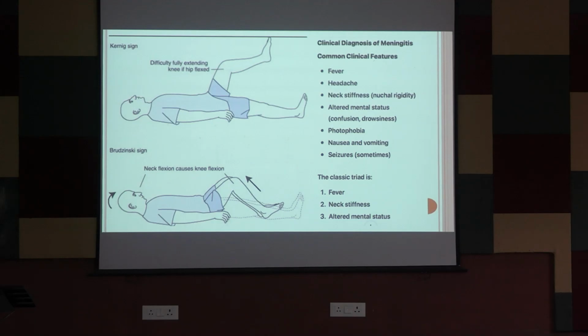And Brudzinski sign, what is this? If you flex the head, then the knee and the hip will be flexed. You are standing at the head end of the patient, and you are flexing the head slightly forcefully. Then there will be flexion of the knee and flexion of the hip. That is called the Brudzinski sign. These two signs are important clinical findings in connection with meningitis.